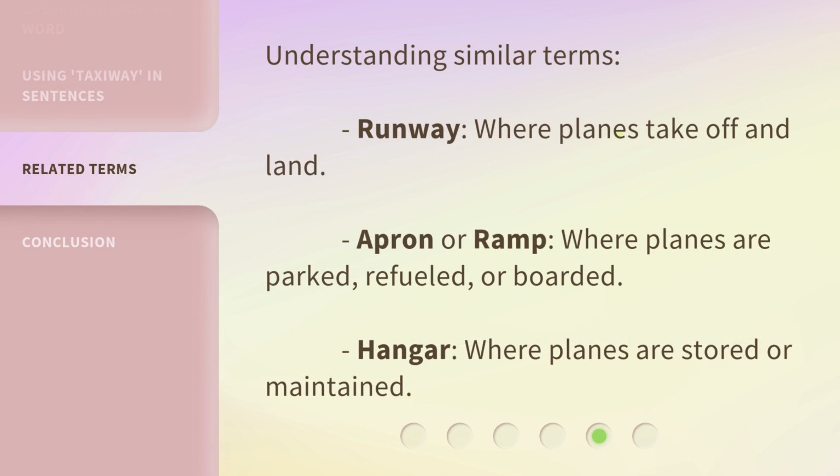Understanding similar terms. Runway, where planes take off and land. Apron or ramp, where planes are parked, refueled, or boarded. Hangar, where planes are stored or maintained.